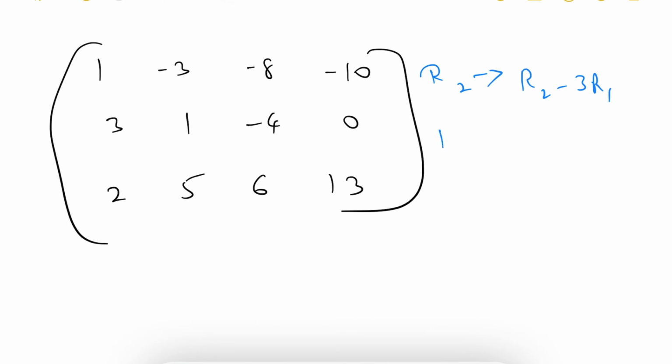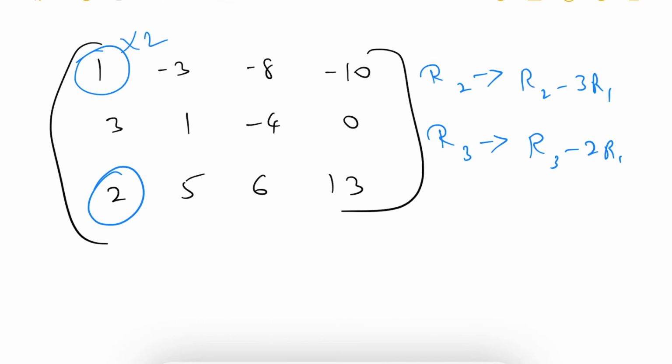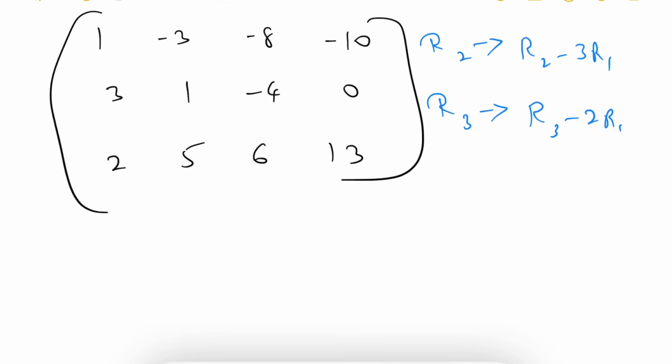Next it will be R3, I will go to R3 minus 2 R1, because here it is 2 but I want there 0. So here if I multiply this number with 2, it will become 2. So 2 minus 2 it will become 0. That's why I am changing R3 to R3 minus 2 R1. Okay, now let us do. First row as it is, no changes at all.